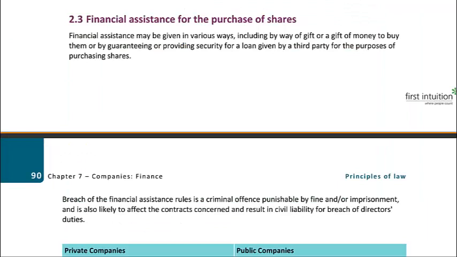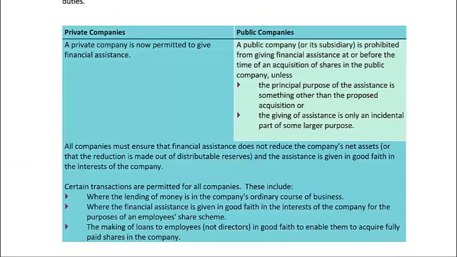Now, there is also a rule about something called financial assistance. Now, this relates to where a company provides money, either directly or indirectly, to someone to allow them to purchase shares. Now, that is a criminal offence, and you can be either fined or imprisoned if it's a serious case, if you breach the rules. However, in the latest Companies Act, these rules were relaxed slightly, so let's have a look at that.